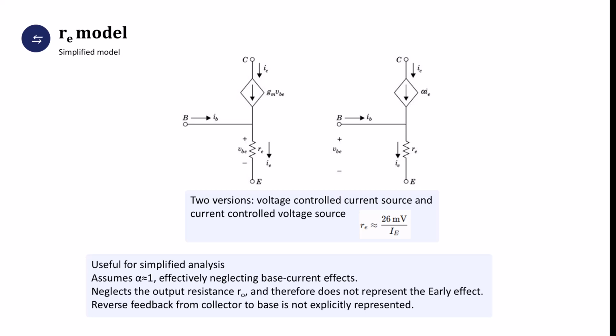Finally, let's look at the Re model. The Re model is a simplified model of the BJT. There are two versions, one using a voltage controlled current source and one using a current controlled voltage source. This model is useful for simplified analysis. It assumes alpha is approximately equal to 1, effectively neglecting base current effects. It neglects the output resistance Ro and therefore does not represent the early effect, and the reverse feedback from collector to base is not explicitly represented.